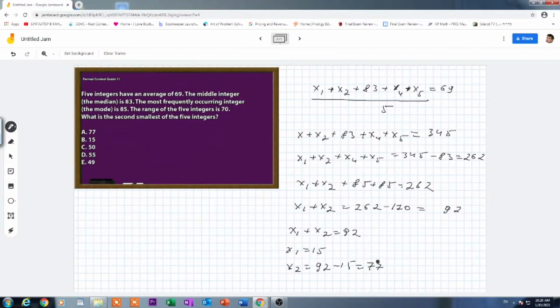So again, we have 5 numbers. Average of these numbers is 69. So the sum of these 5 numbers will be equal to 345. So we know the middle number, the median, is 83. So then we are left with the most frequently occurring integer, which is 85. So it means x4 and x5, the two highest numbers, are both 85.